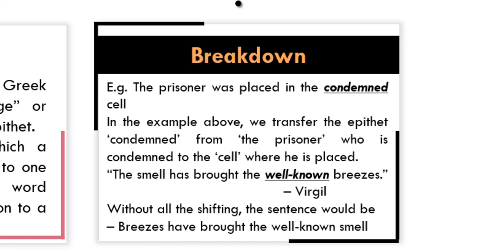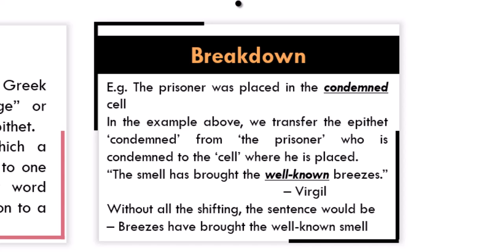Okay, so instead of saying the condemned prisoner was placed in the cell, we have it as the prisoner was placed in the condemned cell. So we already transferred the adjective belonging to prisoner to describing cell. The smell has brought the well-known breeze. Okay, so ordinarily breezes are well-known. A smell can be well-known. And so we already transferred the adjective well-known from smell to breeze. So ordinarily, without all the shifting, the sentence would be: the breeze has brought the well-known smell.